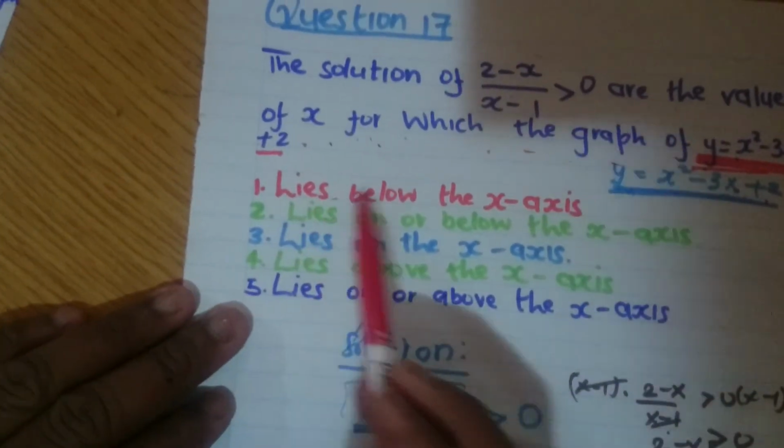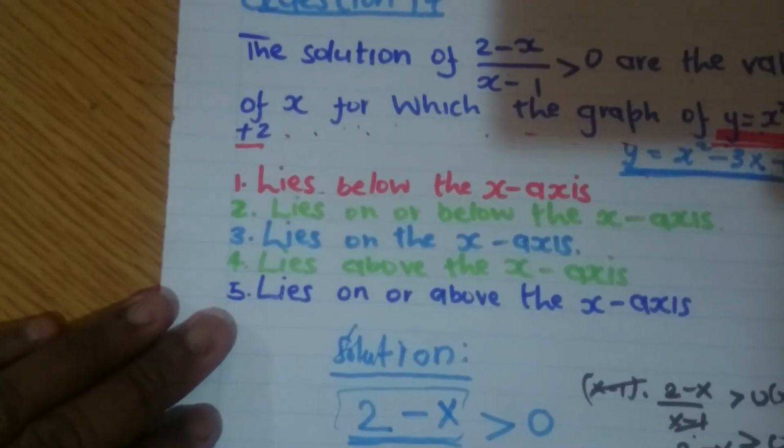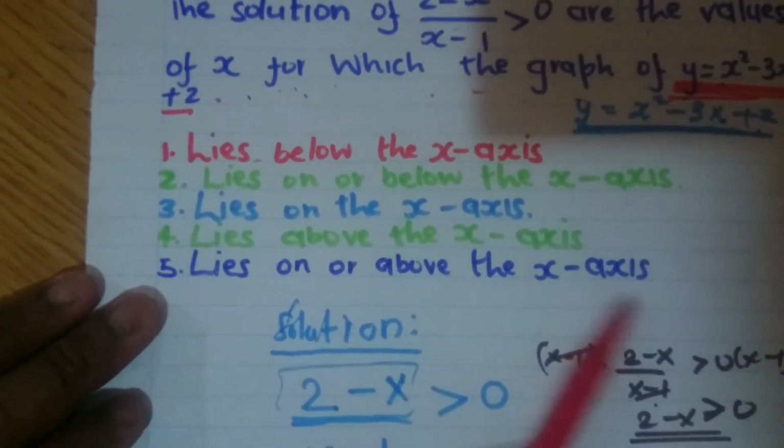So we come to the options. In the options they say lies below the x-axis. You know what I'm saying? Since it lies below the x-axis, option 1 is true. It lies below the x-axis, so option 1 is true. So this is my true one.